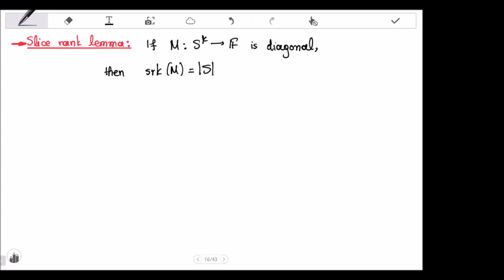So the proof, we'll see it later. For now, let's just see how to use that to prove the cap set conjecture. S will be our cap set, the set that doesn't contain any 3-term arithmetic progressions. And we will construct an interesting tensor out of it. And then that will be diagonal, and we will know that the size will be the same as the slice rank of that tensor. So that's the plan.